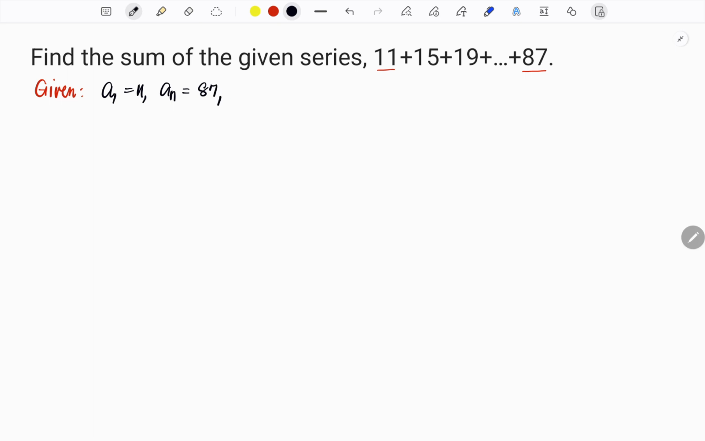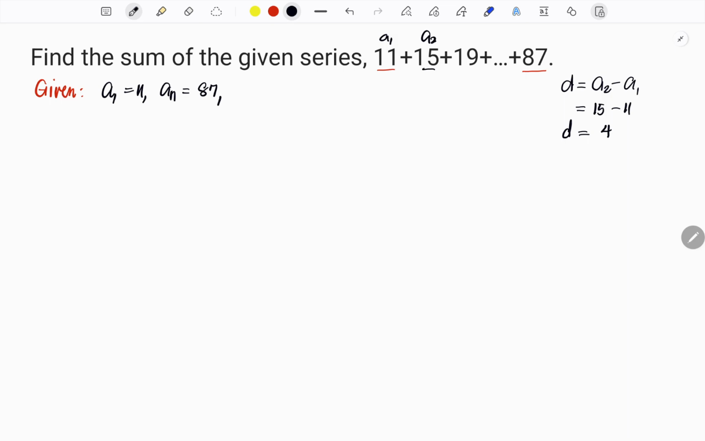And from the given sequence, we can actually find the common difference outright. Recall that the common difference is simply the difference between the next term minus the previous term. In this case, we have a sub 2 minus a sub 1. So our a sub 2 is 15, and a sub 1 is equal to 11. And 15 minus 11 is equal to 4.